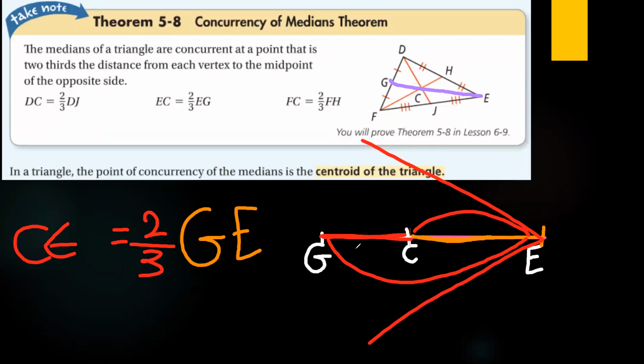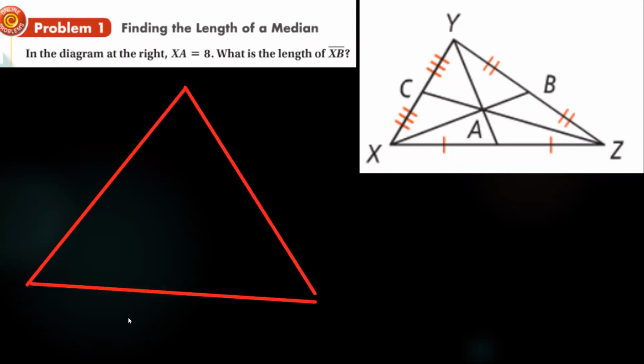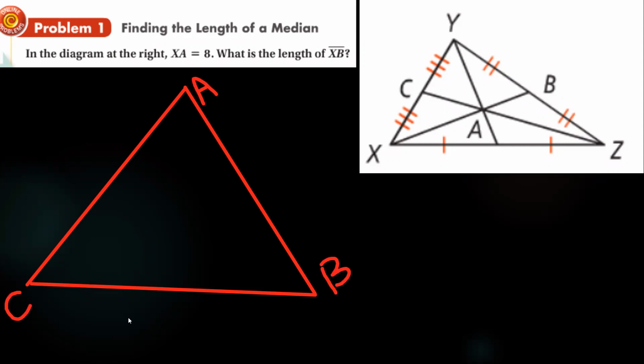Is it clear? Yes, Miss. Let's give you now another. Just a second here. I forgot this problem. I want now to draw a triangle for you here. Let's name it now with A, B, and C.